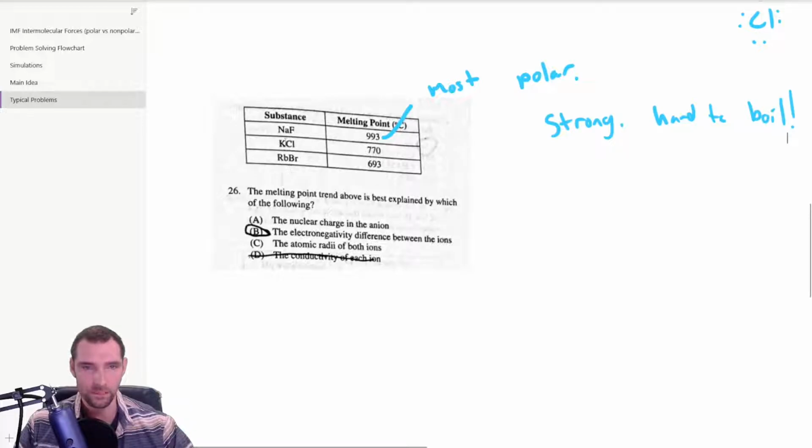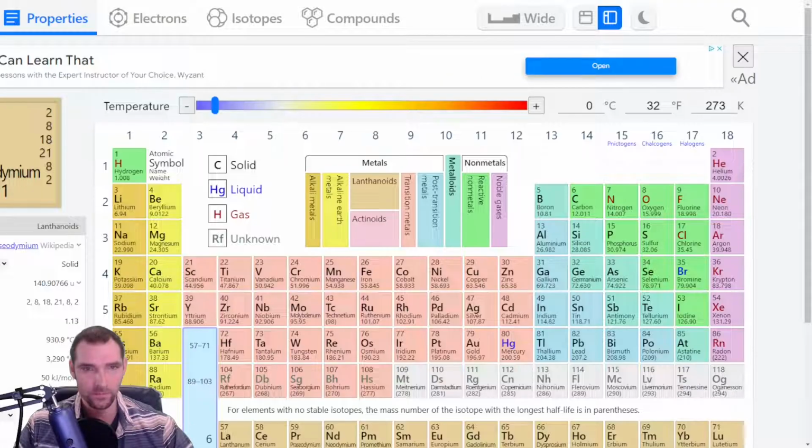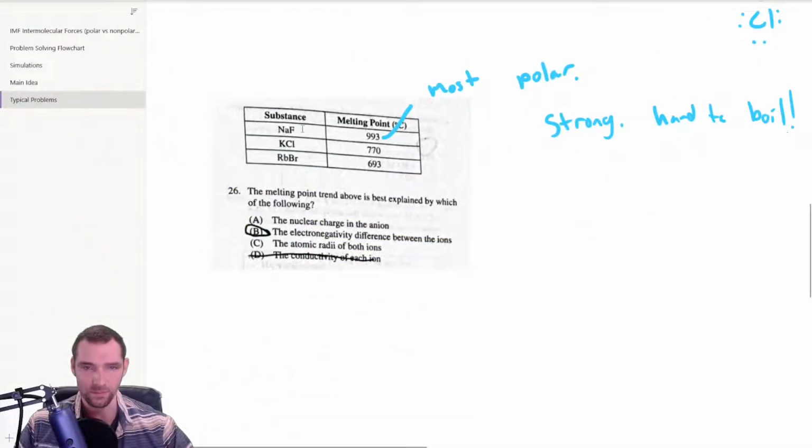And then if we look at KCl, K and Cl, chlorine isn't quite as electronegative as fluorine. So that's part of the reason there. The fluorine's just super, super electronegative. So you get a lot of stability from it getting those electrons.